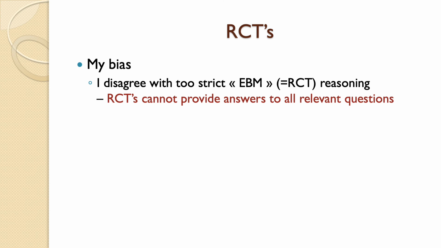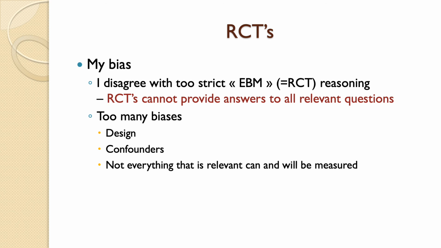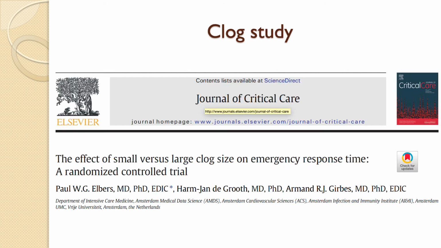Now, I have a bias, of course, because I really disagree with too strict evidence-based medicine, as it is called, but they mean in fact randomized controlled trials reasoning. I think that randomized controlled trials cannot provide answers to all relevant questions. There are too many biases like design, confounders, and not everything that is relevant can and will be measured, and that we have shown in several studies.